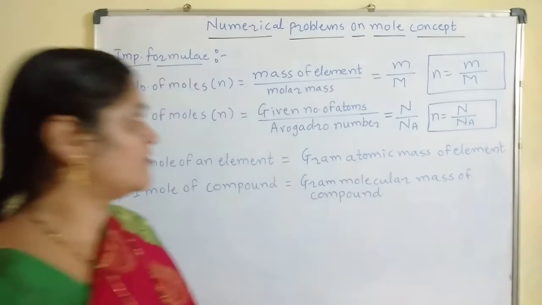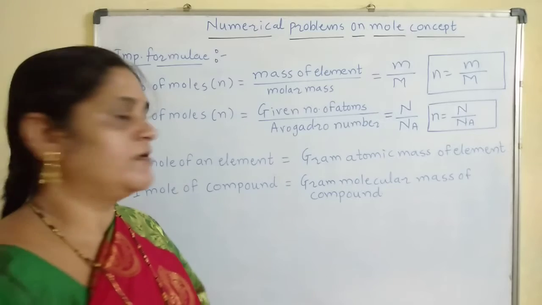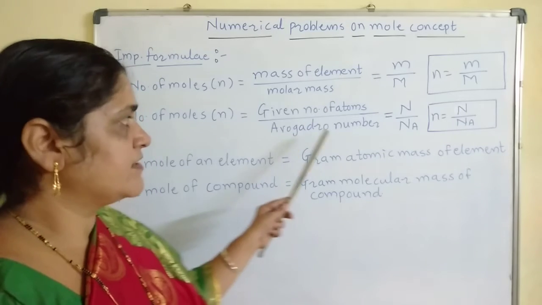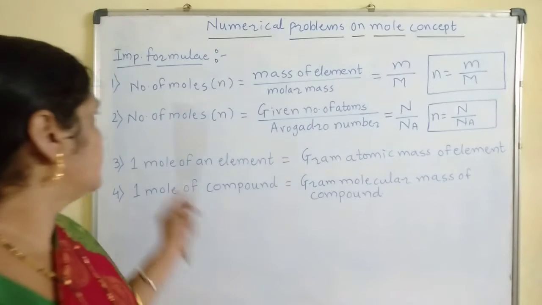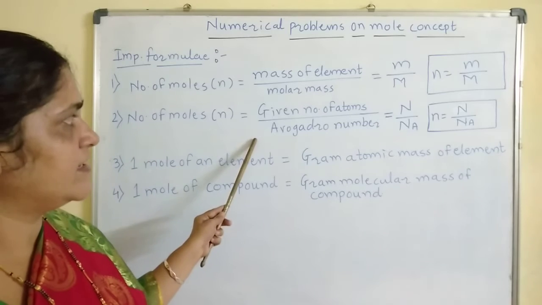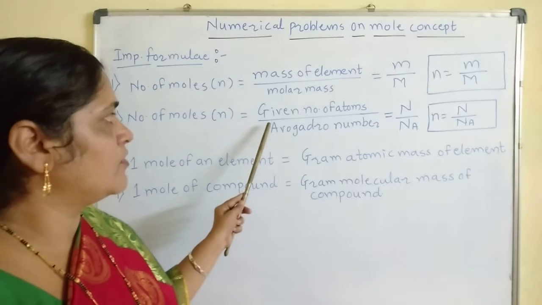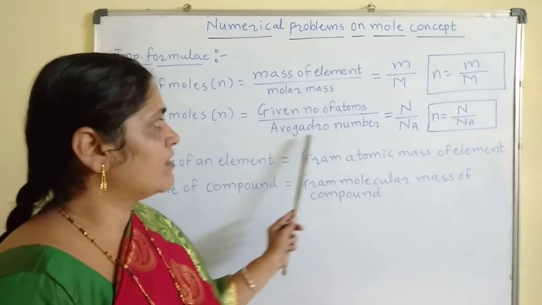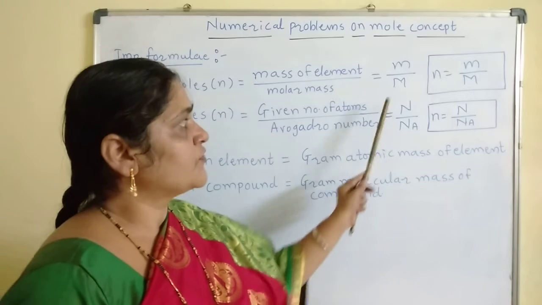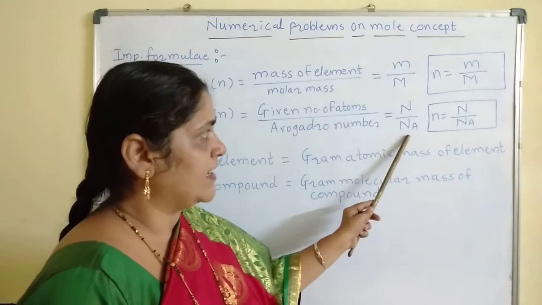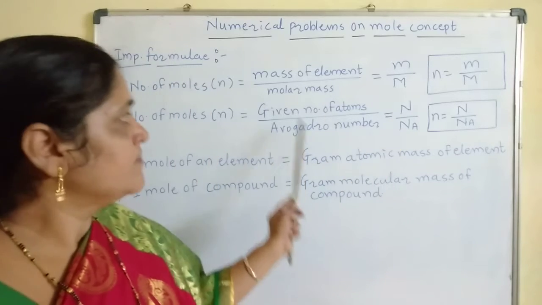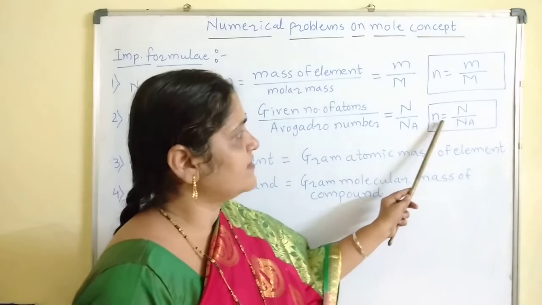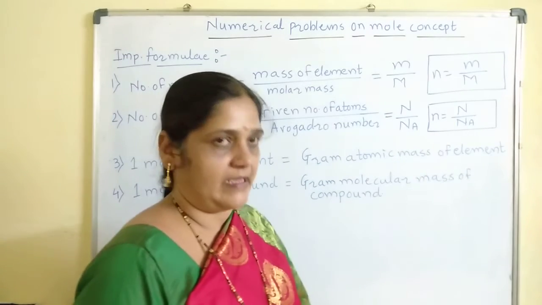Now, instead of that, if the numerical problem has the number of atoms given and the Avogadro number is given, then the number of moles can be calculated using the given number of atoms divided by the Avogadro number. So, N upon Na. Na is the Avogadro number, N is the given number of atoms. So, number of moles small n is equal to capital N upon Na.